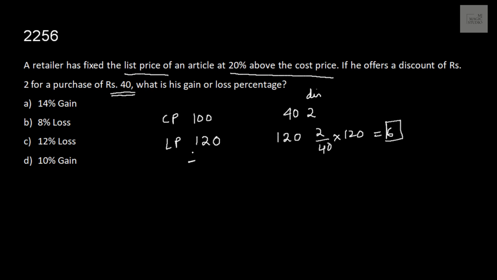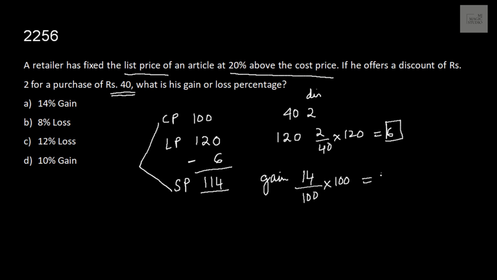That means on list price of 120 he has given discount of 6 rupees. He has got 114 rupees as selling price. So cost price is 100, selling price is 114. He has gained 14 rupees over the cost price of 100. That means his gain percent is 14%. That is in option A.